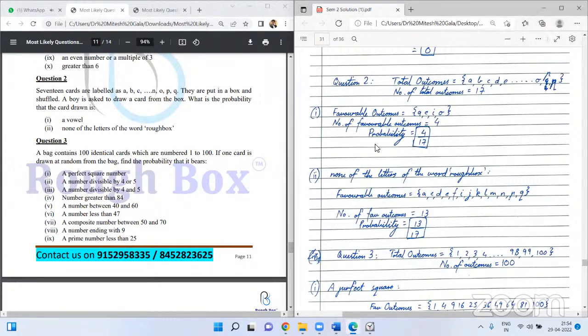So, for example, what is the probability of O in the word rough box? Then you will take it 2 times. So 2 times, then the answer will be 2 by 8 or 2 by 9? 2 by 9. Okay, sir.